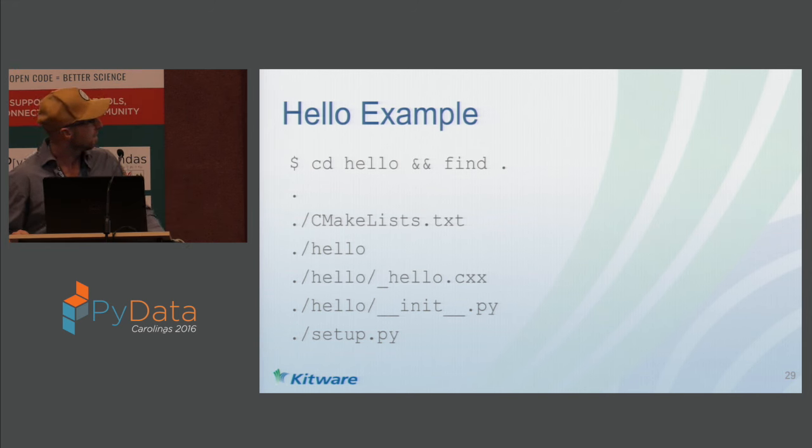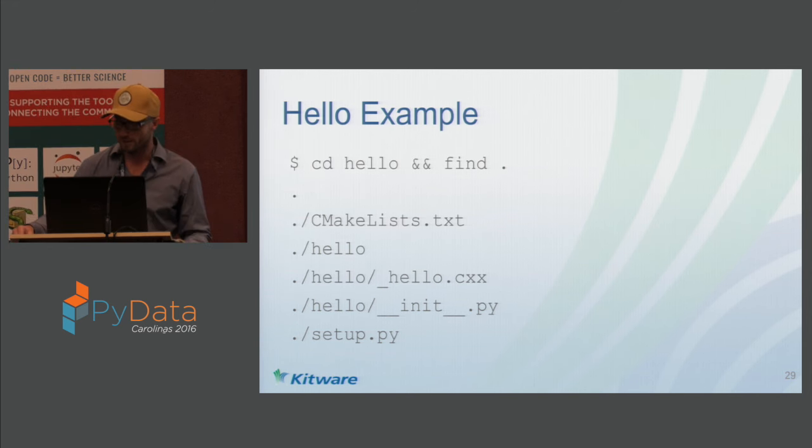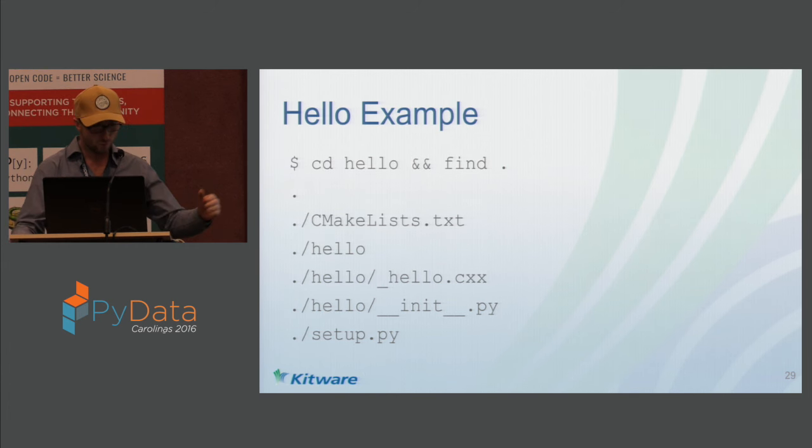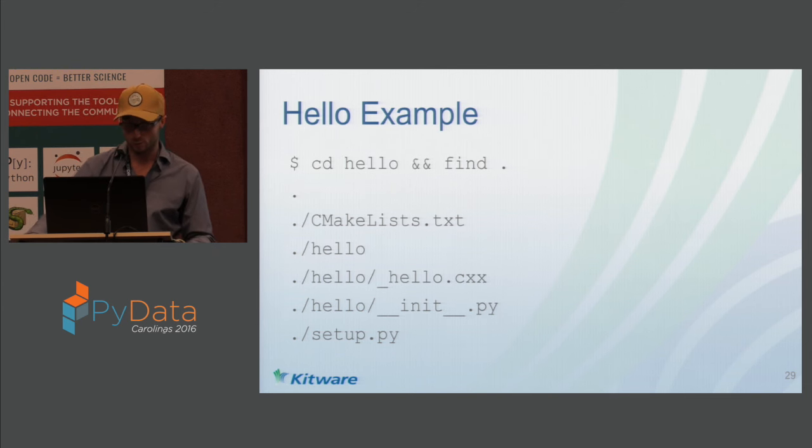Okay, the hello example. Here we have a hello folder, and inside that folder we want to compile a small C++ extension. And what do we need? We need the setup.py, the usual things. And then we have our package named hello, and then we have the source and the __init__.py.